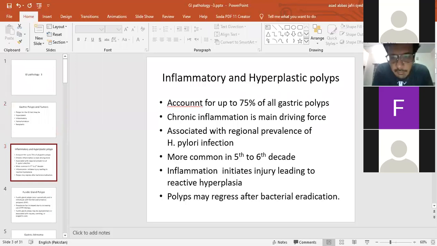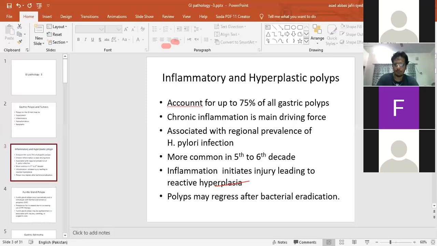Now, inflammatory and hyperplastic polyps account for up to 75% of all gastric polyps. They are associated with chronic inflammation, and that is the main driving force. If you remember, the main cause of chronic inflammation or chronic gastritis was Helicobacter pylori infection. So, इसलिए जिन regions में Helicobacter pylori infection ज़्यादा होता है, वहाँ पर hyperplastic और inflammatory polyps ज़्यादा होते हैं.